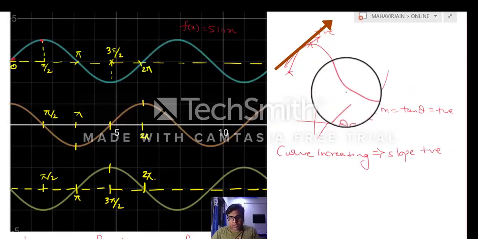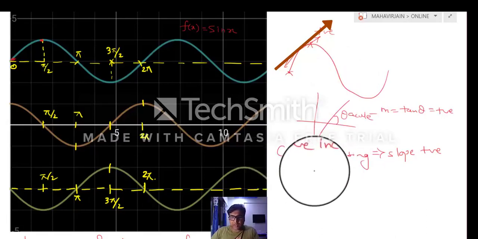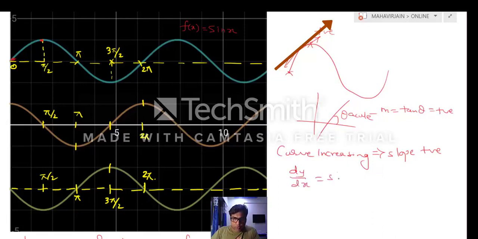Apart from this, when the slope is positive, how do you relate slope to the derivative? Last lecture I said dy by dx is nothing but the slope, or the gradient of the tangent. Let's not get into the depth of it and keep it simple. dy by dx is equal to the slope, and we know that the slope is positive. So the curve is increasing from 0 to pi by 2, the slope is positive, hence the derivative is positive. I hope I have made my point.